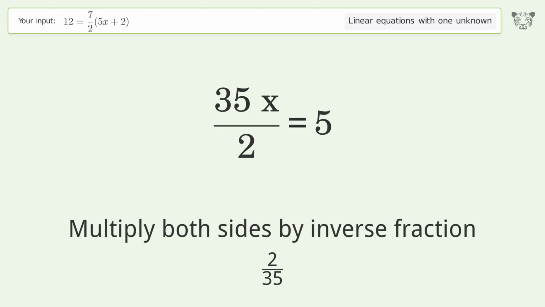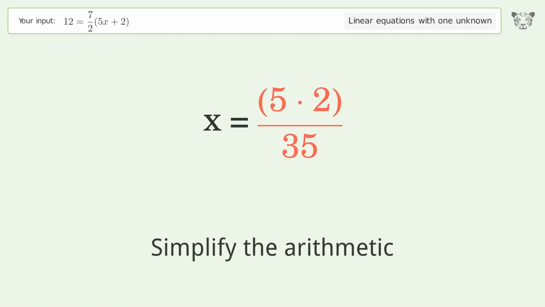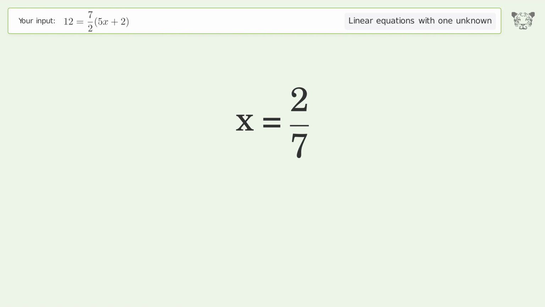Group like terms. Multiply the coefficients. Simplify the fraction. Multiply the fractions. Simplify the arithmetic. And so the final result is x equals 2/7.